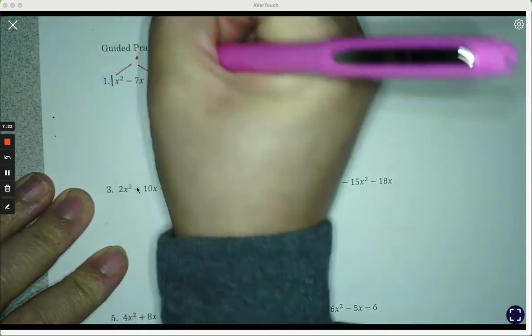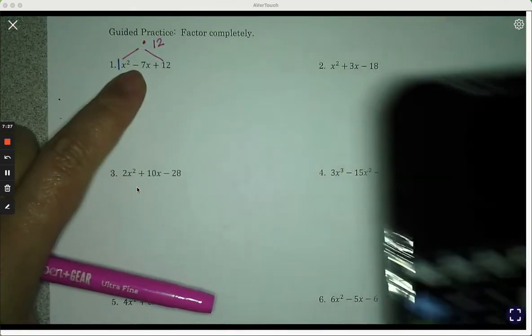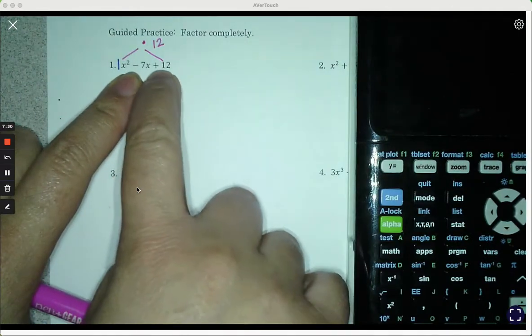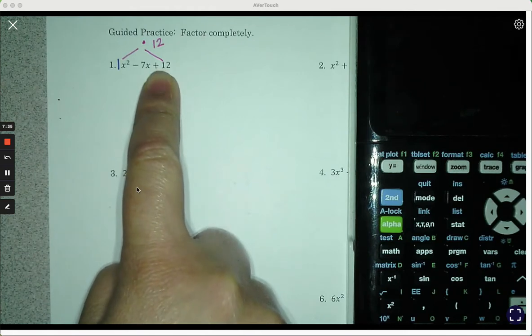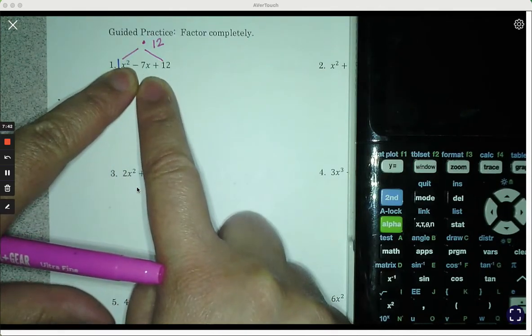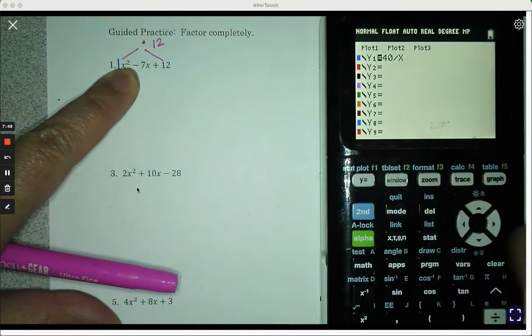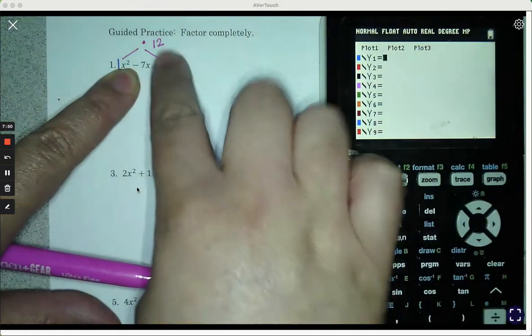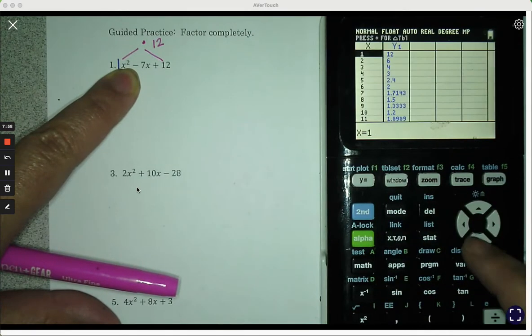So 1 times 12 is 12. Because the last term is positive, I'm looking for two numbers that have the same sign as the middle term. So I'm going to look for two negative numbers. I'm going to go to y equals, and I'm going to do 12, my magic number, divided by x. Then I'm going to go ahead and go to table.